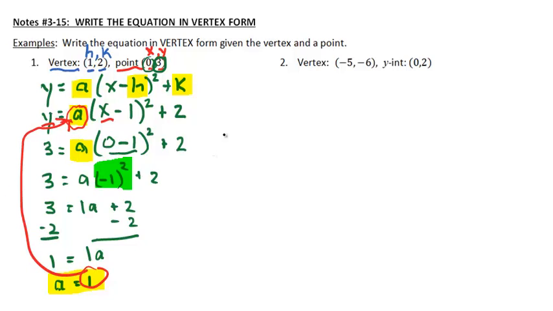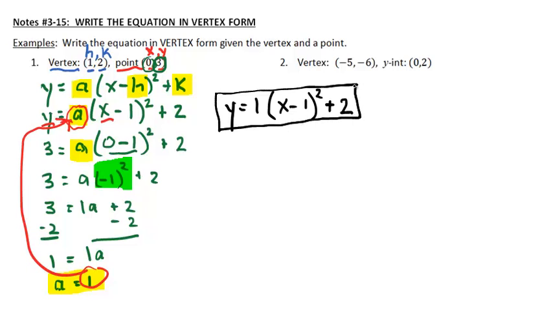So my equation is going to be y equals, now I know a is 1, times x minus my h, which is 1, squared plus my k, which is 2. And there is my equation of the quadratic that passes through the point 0, 3 and has a vertex of 1, 2, written in vertex form. That's pretty much the way we work all of these when we know the vertex. But remember, we have to know the vertex to be able to do this in vertex form.